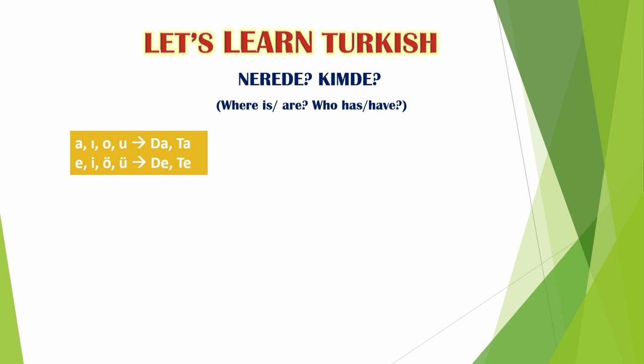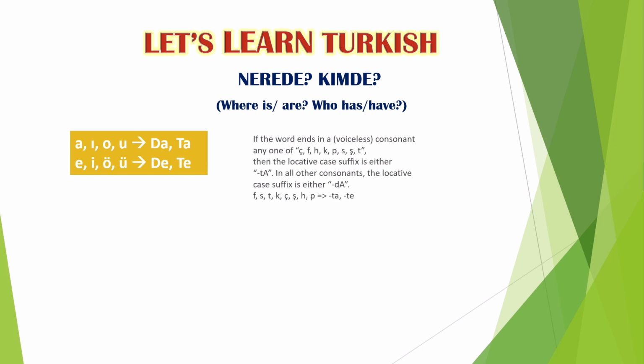How can we know which suffix the answer has to contain? From the yellow table, you are going to see 2 major rules. When the last syllable of the answer finishes with one of the vowels a, o, u, the locative case suffix is going to be either da or ta. When the last syllable of the answer finishes with one of the vowels e, ö, ü, the locative case suffix is going to be de or te.